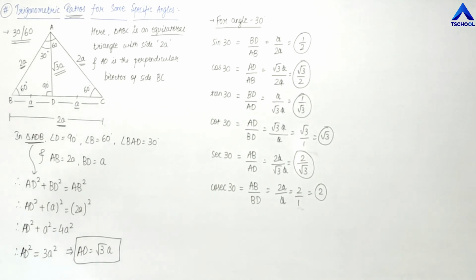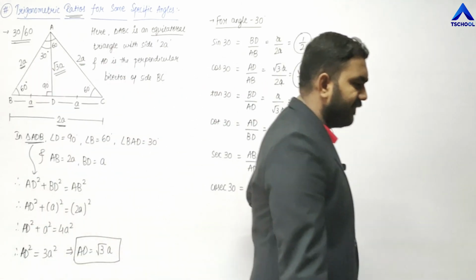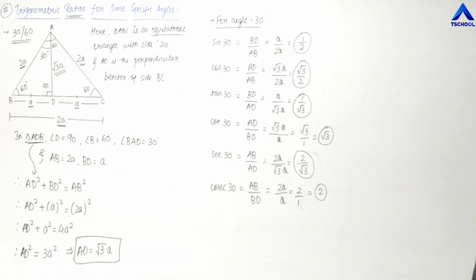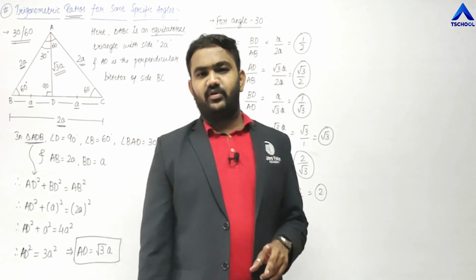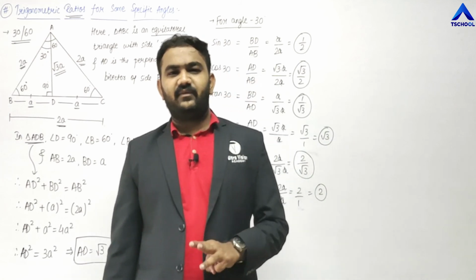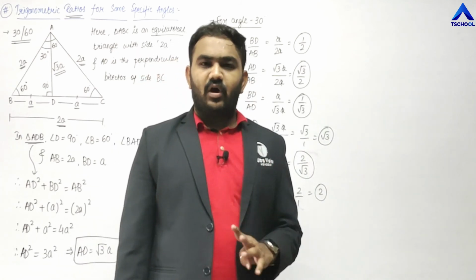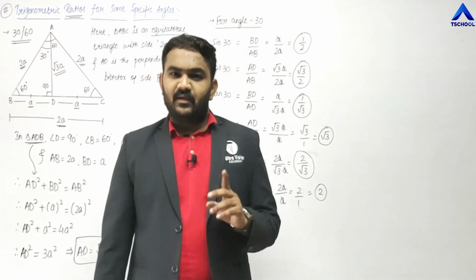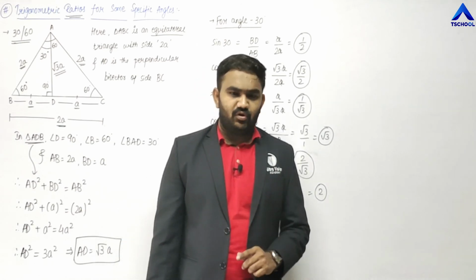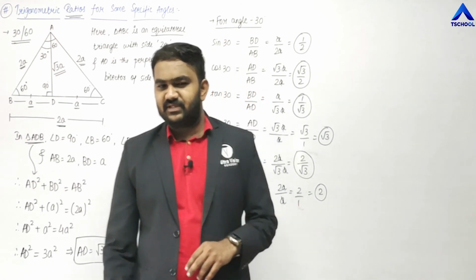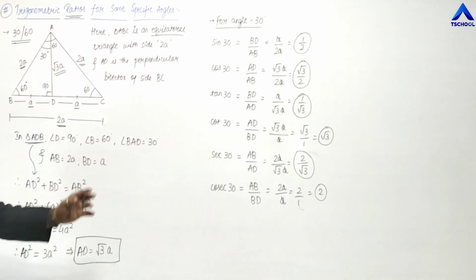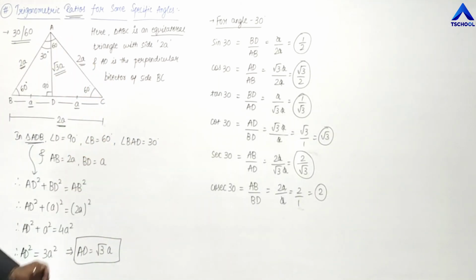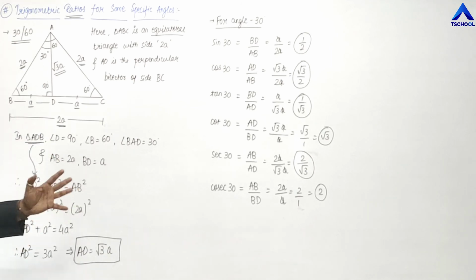Previously we remembered angle 45. Sin 45 is 1 upon root 2. Cos 45 is 1 upon root 2. Tan 45 is 1. Cot 45 is 1. Sec 45 is root 2. And cosec 45 is root 2. So 6 values before, 6 values now. We have covered 12 values for the trigonometric ratios. Is this clear?